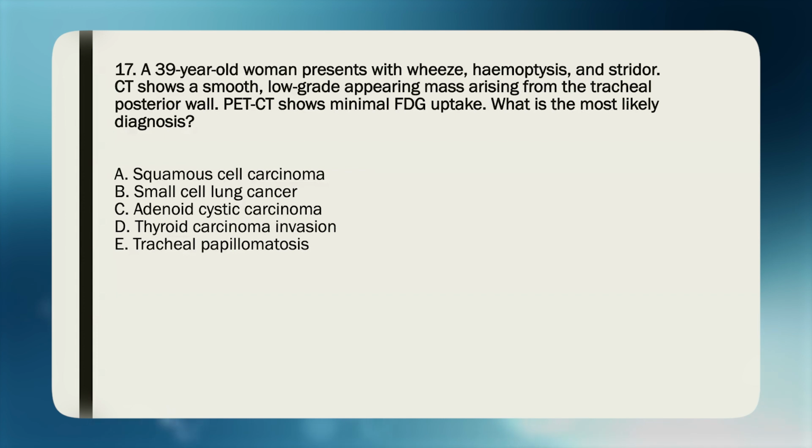Squamous cell carcinoma, unlikely. Why? Because of hemoptysis, it started low grade from the tracheal posterior wall, with not much uptake. So it is unlikely. Small cell is also unlikely. Thyroid carcinoma invasion, possible. Tracheal papillomatosis, no. So the answer is C, adenoid cystic carcinoma.